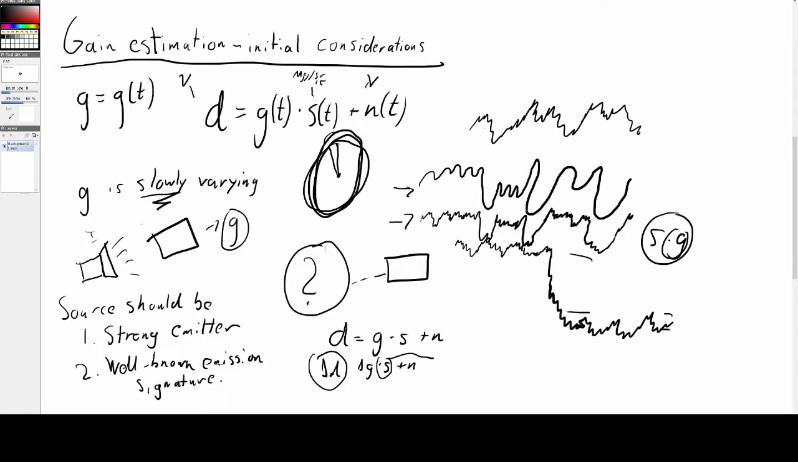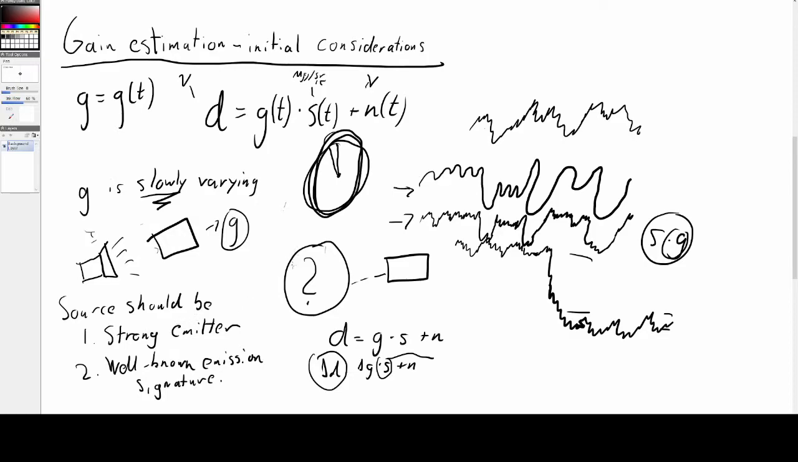So those are the three things that I wanted to mention that we do in order to perform gain estimation more effectively, to basically try to lift the degeneracy between the gain and the noise. The first one has to do with restricting G so that we assume it to only vary on slow timescales, which is a pretty accurate assumption.